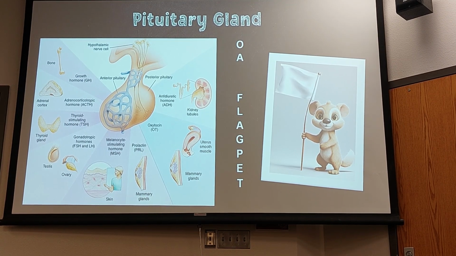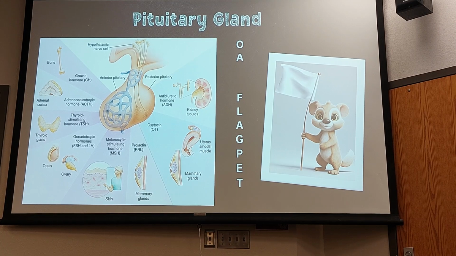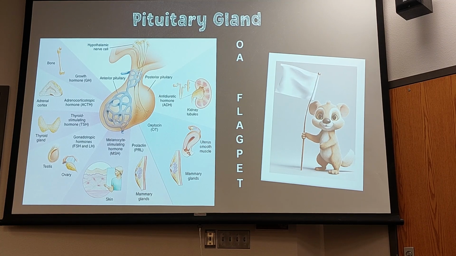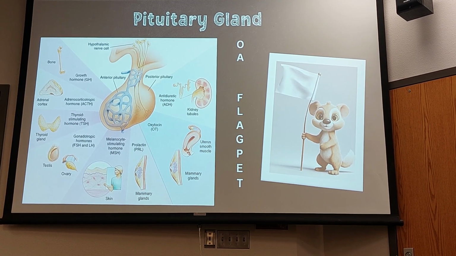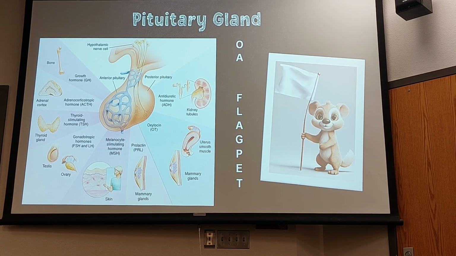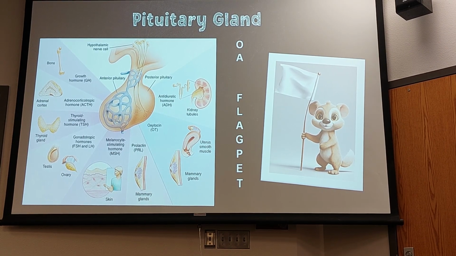All right, and then we've got thyroid stimulating, we've got the gonadotropic hormones, follicle stimulating and luteinizing hormone, we've got the melanocyte stimulating hormone with skin, prolactin, and then we're getting into the posterior side, we've got oxytocin and antidiuretic hormone. We're going to get into antidiuretic today because the two pituitary hormones we're going to talk about are in the anterior portion, growth hormone, and in the posterior portion, antidiuretic hormone.